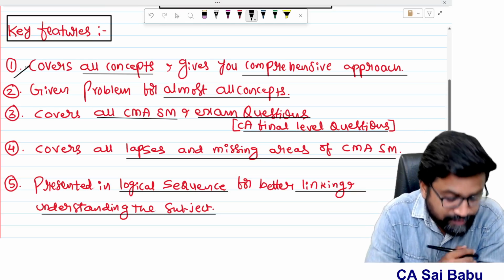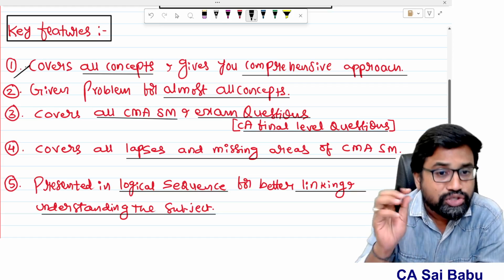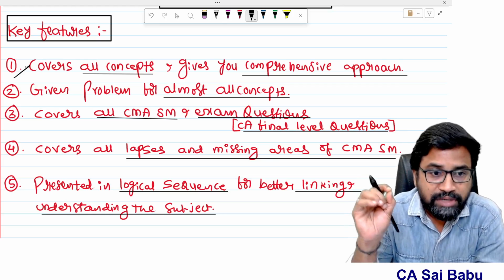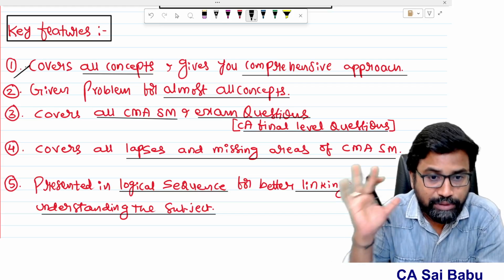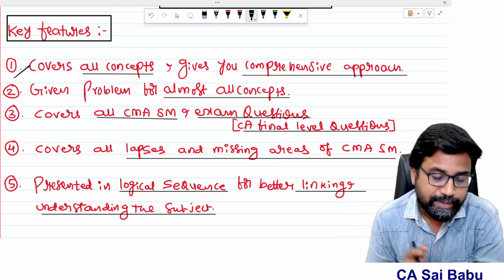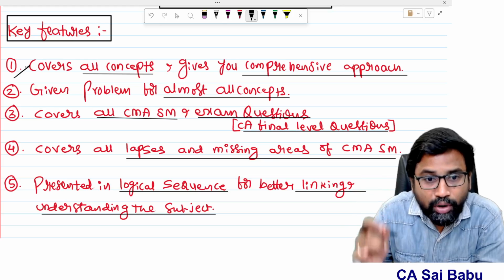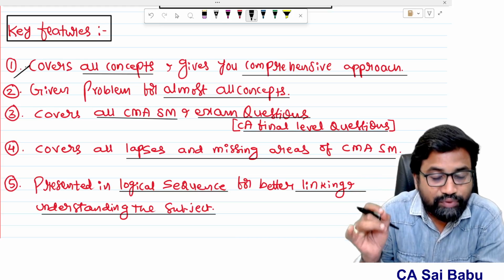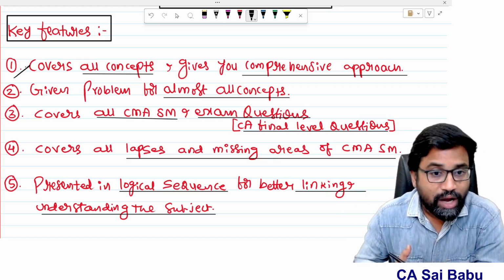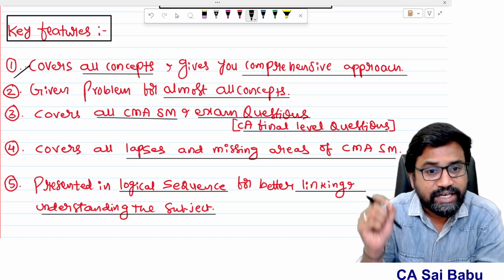And the second important feature of this book is that it gives problems for almost all the concepts. What happens is sometimes simply listening to theory may not help you. Only by solving some questions will you understand that concept. So it is very important to solve at least one question relating to each and every concept. So I made an effort to give you a question for each and every concept.